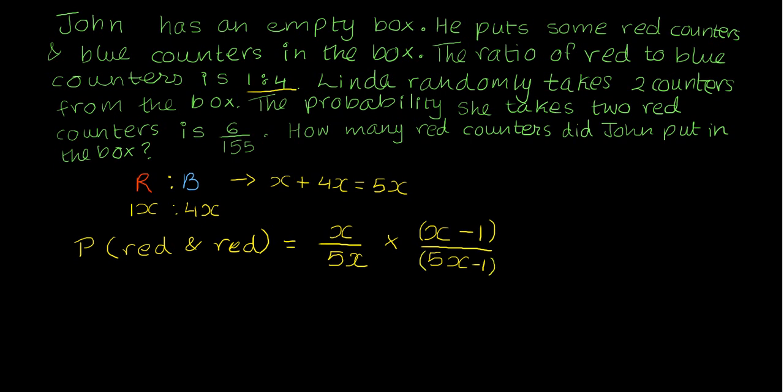Okay, and we know that the probability of getting a red and a red, or 2 reds, is 6 over 155. So we do 6 over 155 is equal to, and I'm going to expand this, x times x gives me x squared, and then x times minus 1 is minus x, all of it divided by 5x times 5x is 25x squared, and 5x times minus 1 is minus 5x.